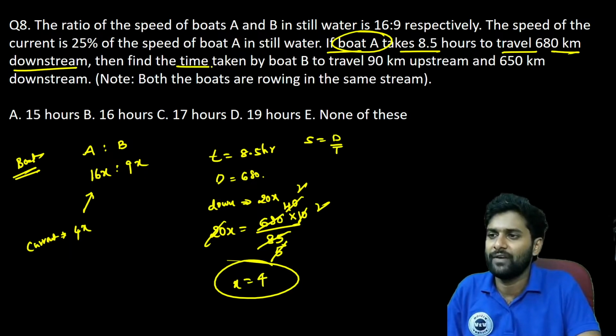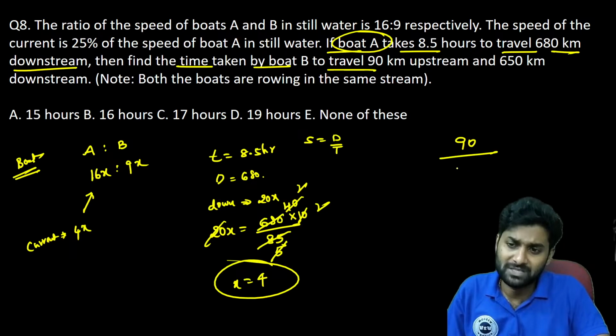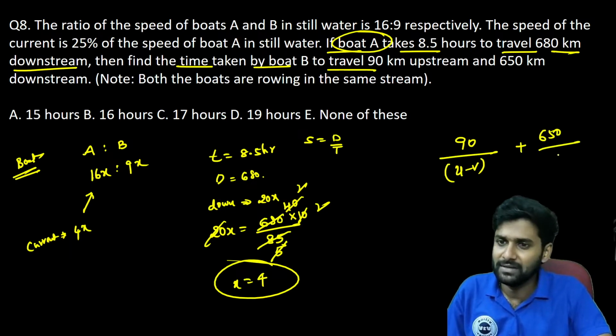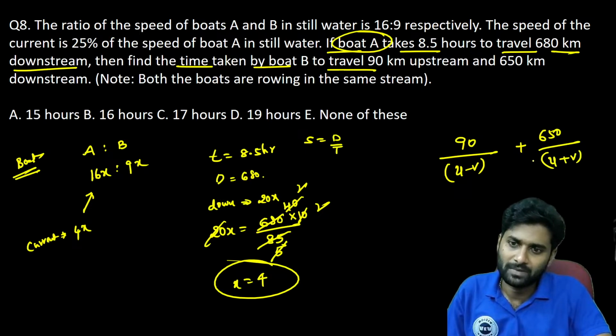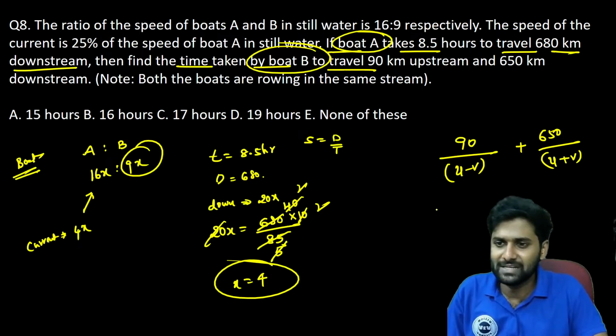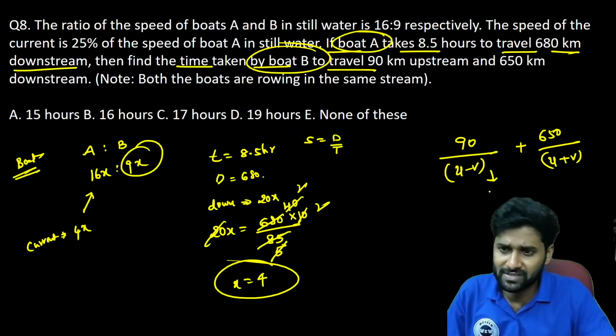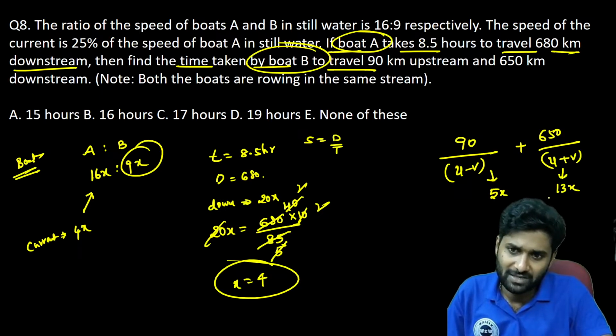Another question. Find the time taken by the boat to travel 90 kilometers upstream. Upstream means against the stream. And downstream is along the stream. Now they clearly mention the question is related to boat B. Boat B: 9x and 4x here. How much is the difference here? The difference of 9x and 4x is exactly equal to 5x. And 9x plus 4x is exactly equal to 13x.